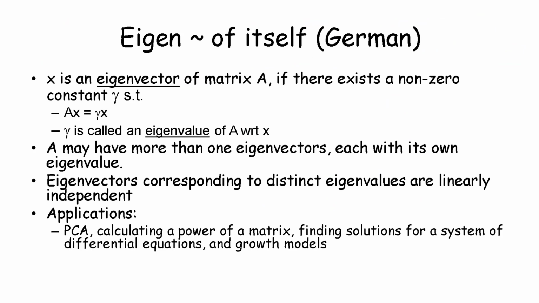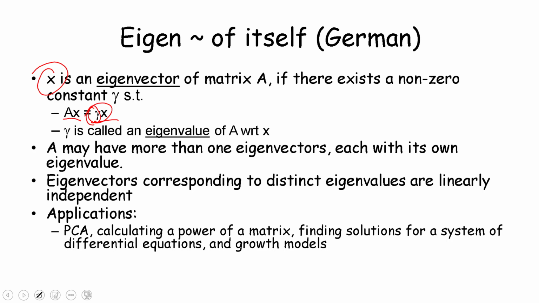Let's get into slightly more complicated concepts. The eigenvectors of a matrix capture its essence. They sort of provide a concise summary of the matrix. An eigenvector x is defined as a vector that when we multiply the matrix with that vector, we get the same value as multiplying a constant non-zero number with x. This special constant gamma is called the eigenvalue of the matrix with respect to x. A matrix can have more than one eigenvector, each with its own eigenvalue.